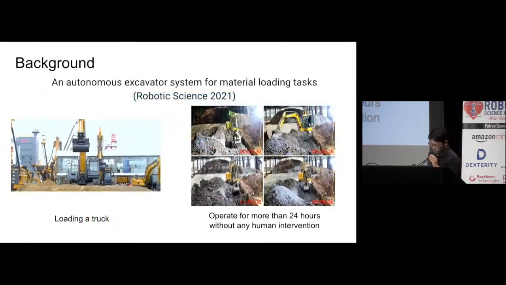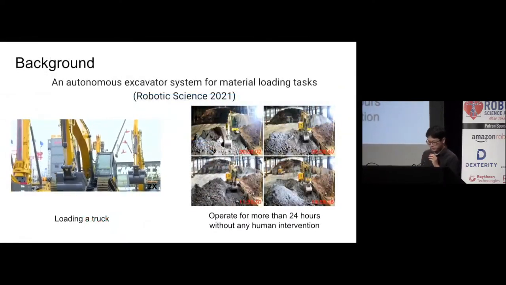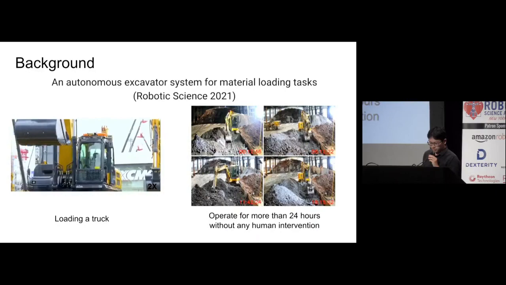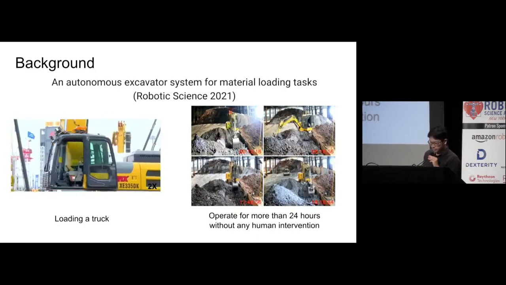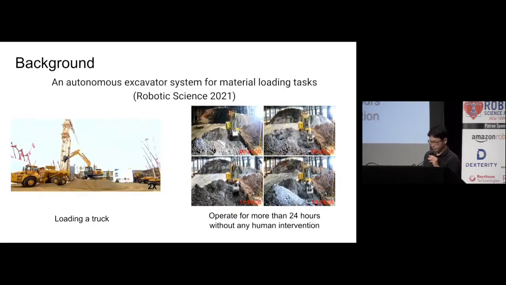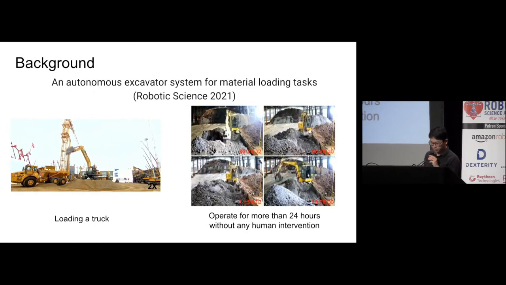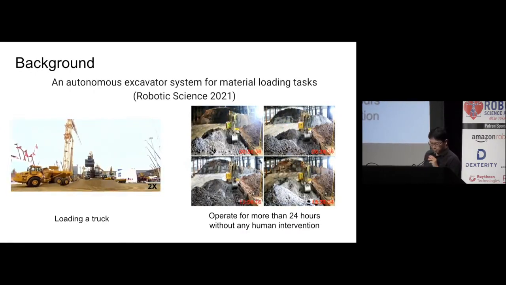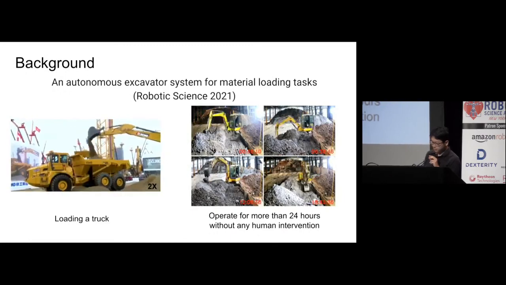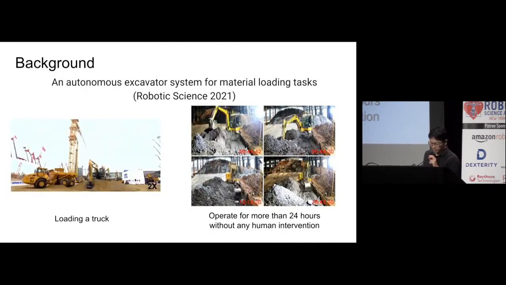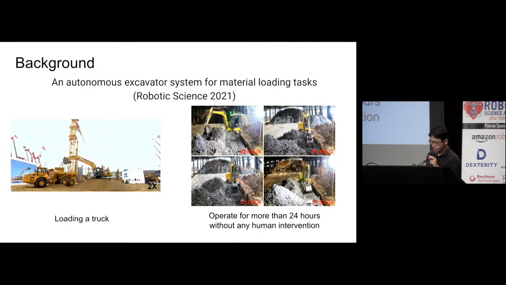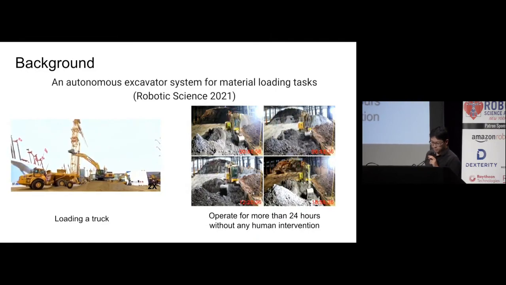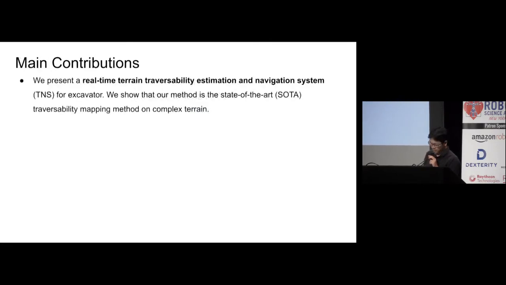Just to give you some background, construction robotics has been a billion-dollar industry. The size of the global market of excavators was $44 billion in 2018 and is expected to grow to $63 billion by 2026. Baidu previously developed an autonomous excavation system that can perform excavation tasks for more than 24 hours without any human intervention. And in this paper, we focus on navigation aspects.